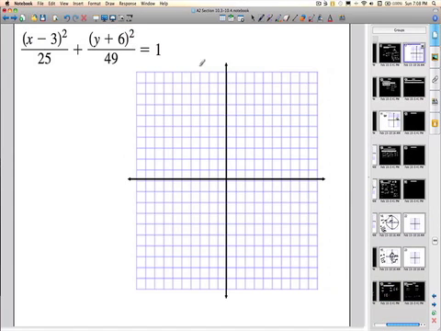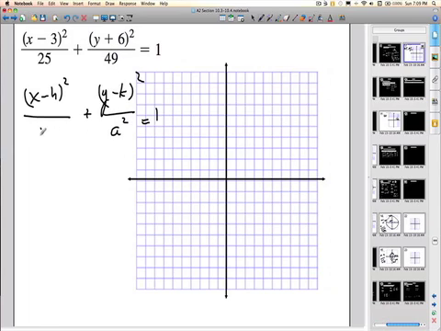When we are not centered at 0, 0, then we have this form: x minus h squared plus y minus k squared equals 1. And then a squared and b squared change based on whether it's horizontal or vertical. In this case, you see that 49 is bigger, so that's the a squared. The a's and b's move around.